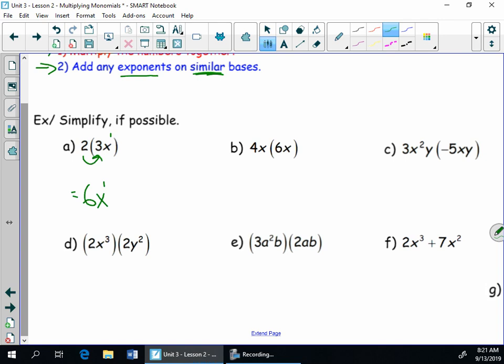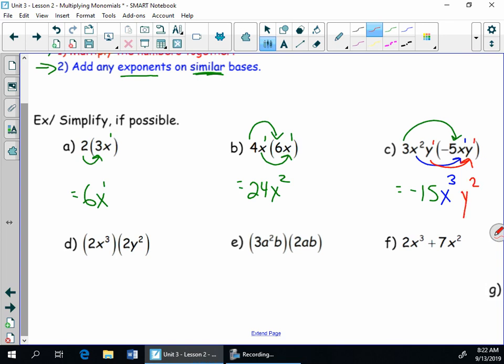Let's look at the next one. 4 times 6, that makes 24. I've got 1x and 1x, and what do I do with my exponents? I add them to get 2. There's my answer. Let's go to the third one. 3 times negative 5. Oh, it's negative 15. Hey, x with x, and there's 1x there. So I've got 3 x's altogether. y's go with y's. I've got 1 y here and 1 y here, so I end up with 2 y's there. Remember, with exponents, we're adding the exponents, right?